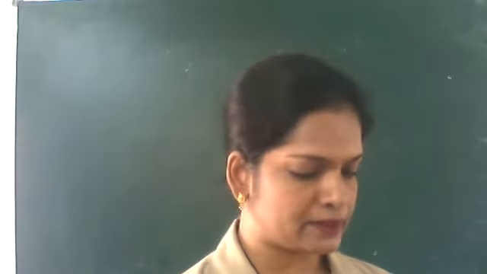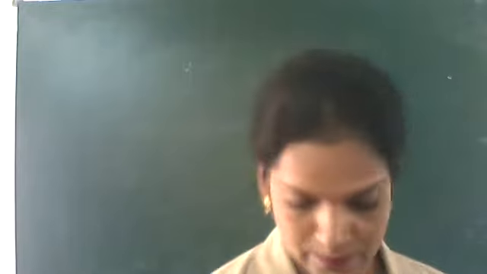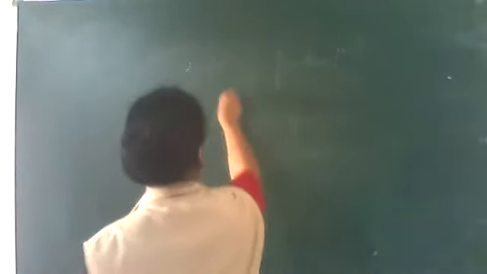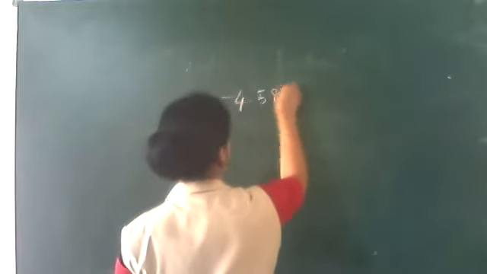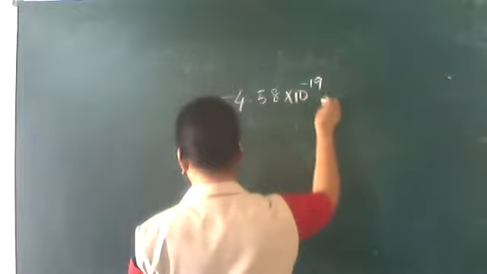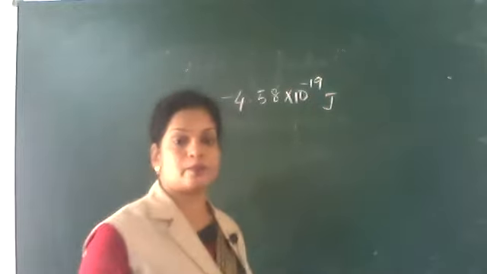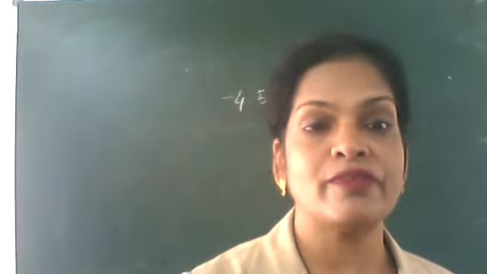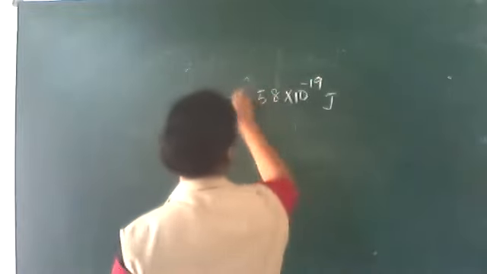Have you calculated that question's answer? Have you calculated delta E? Okay, the delta E value that you will be getting is minus 4.58 into 10 to the power minus 19 joules. What does this minus show? Minus shows that energy is released. What is the released amount of energy? What is the magnitude?